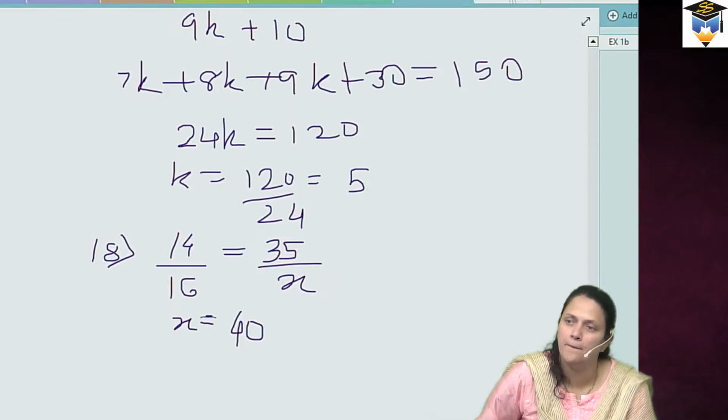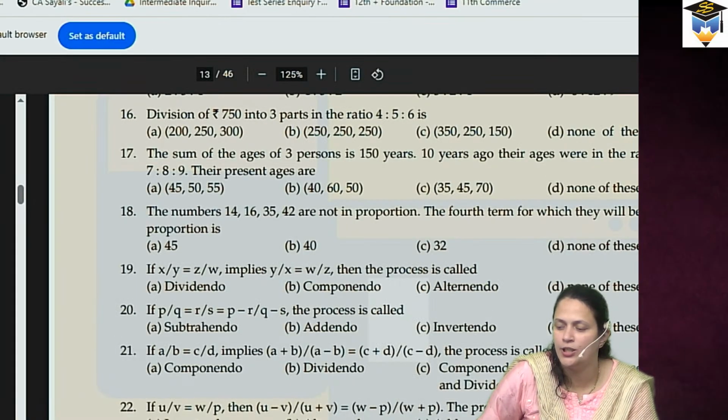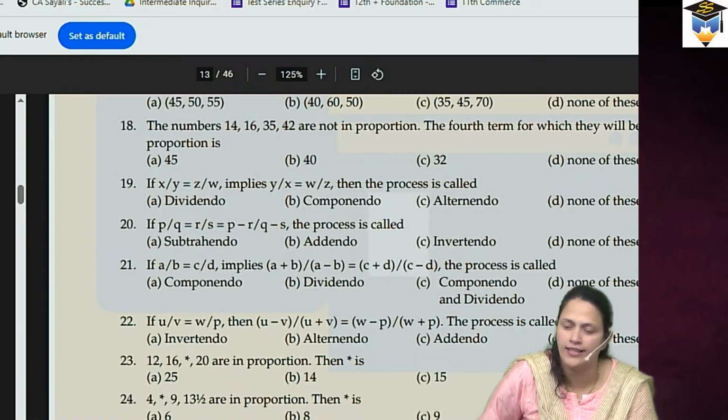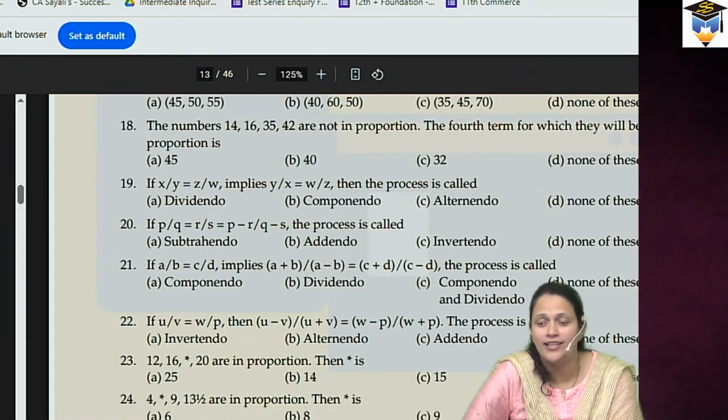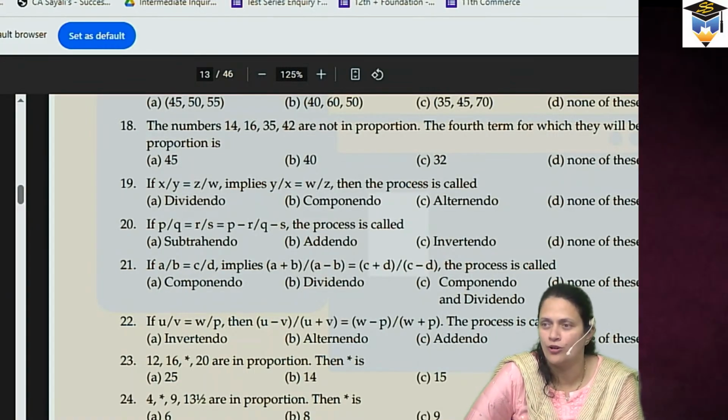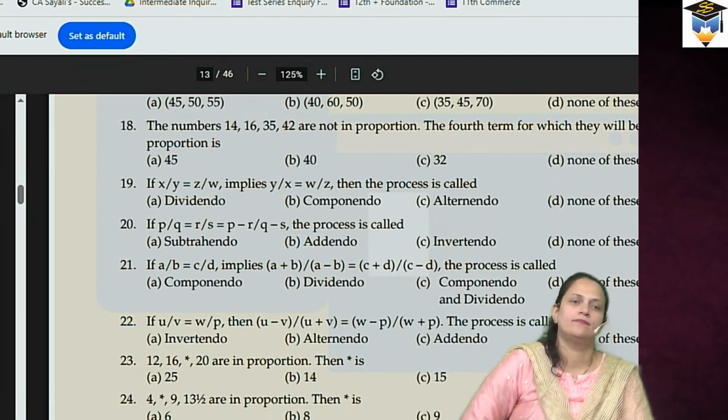Is it easy? Now the 19, 20, 21 we have to solve them orally. 19, 20, 21, 22. All four orally. Start. Start thinking and tell me the answer. I'll give you some time.